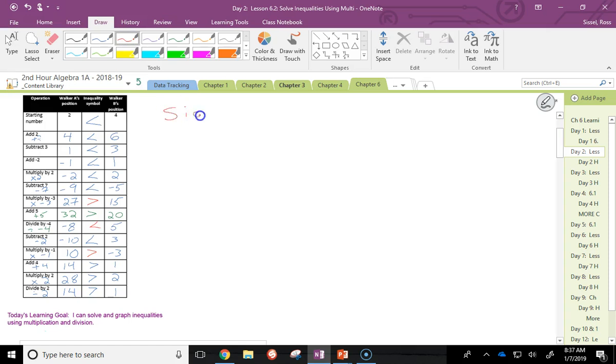Our inequality sign flips when we multiply. And instead of putting the times sign, I'm going to write multiply. When we multiply by a negative, when else did it flip? Or we divided by a negative.